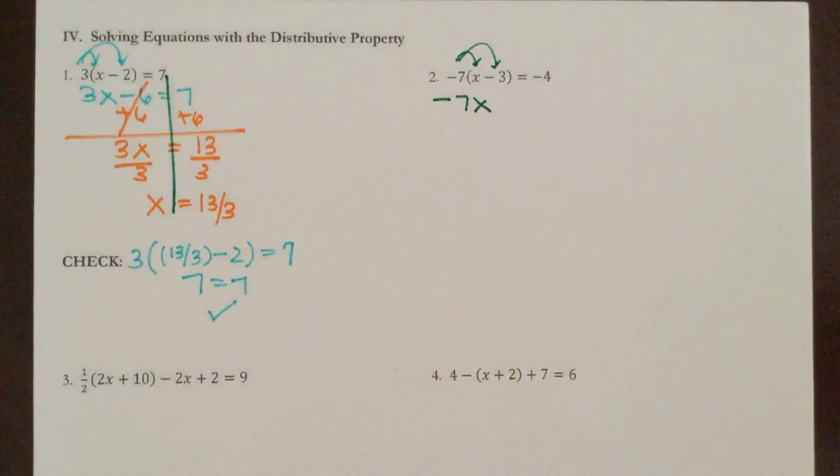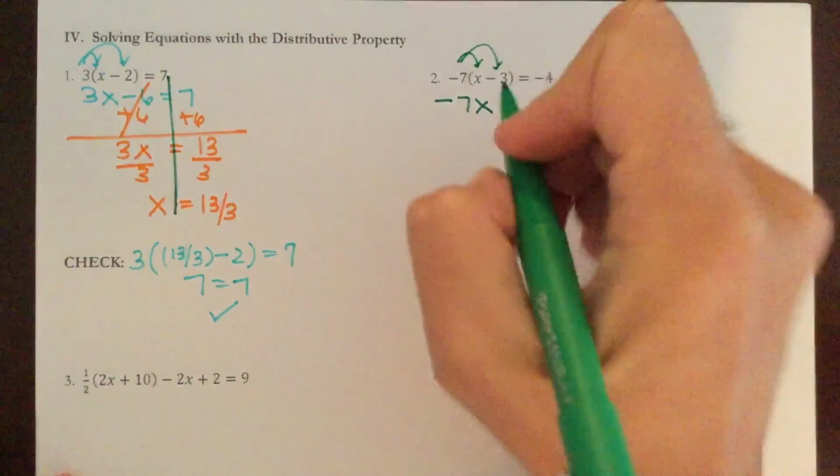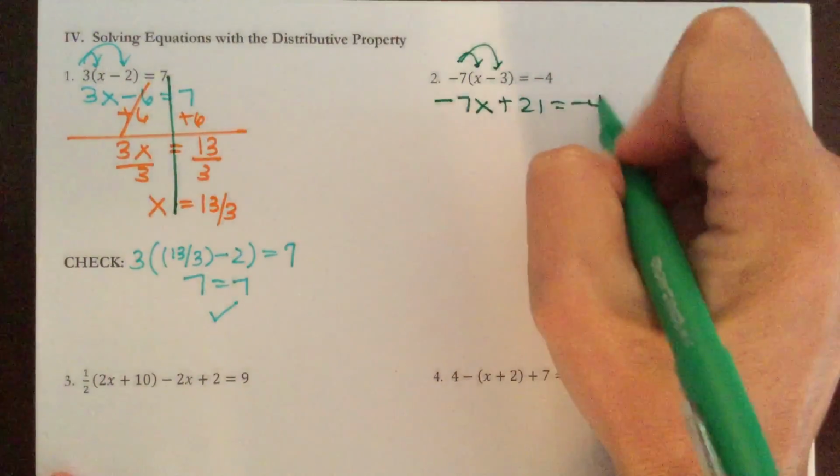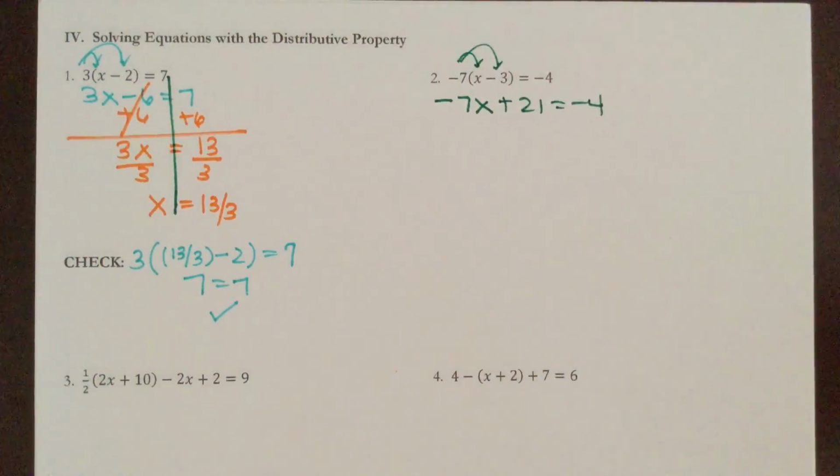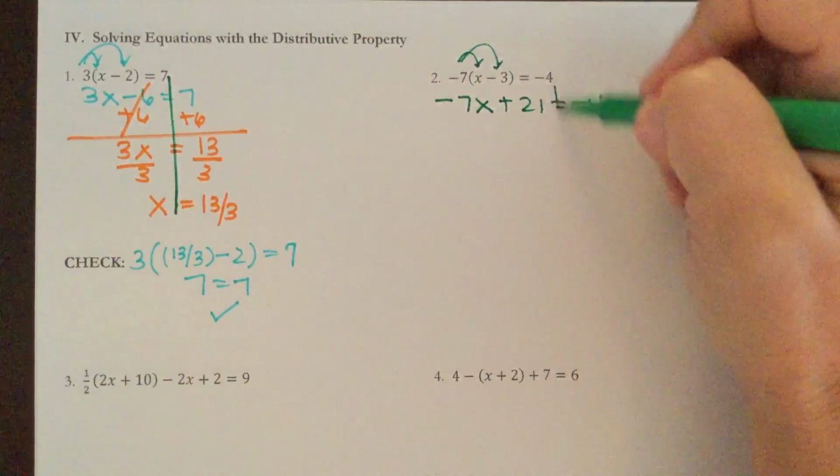This is where students often make a mistake though. -7 is now going to be distributed to a minus or a -3. Students often miss these signs. -7 times -3 will make a positive 21. Be careful there. All right, drawing our line.